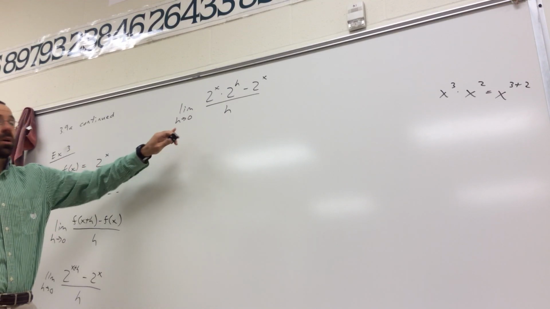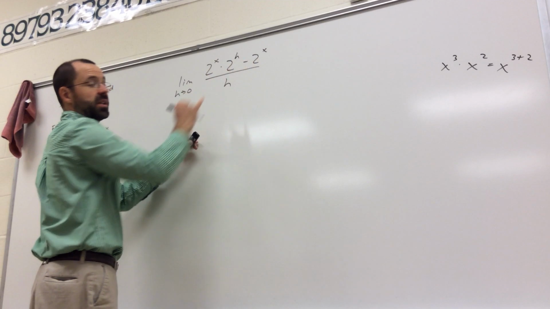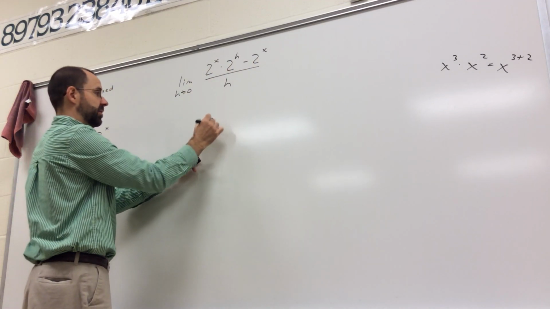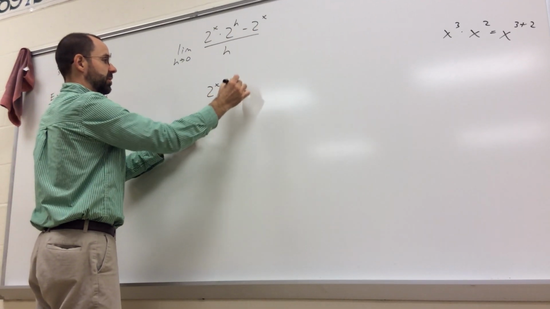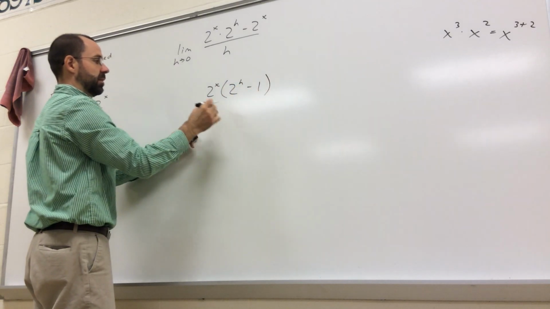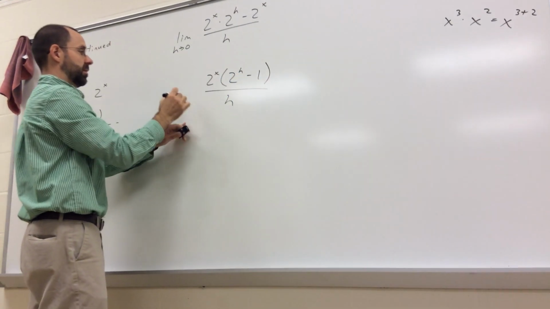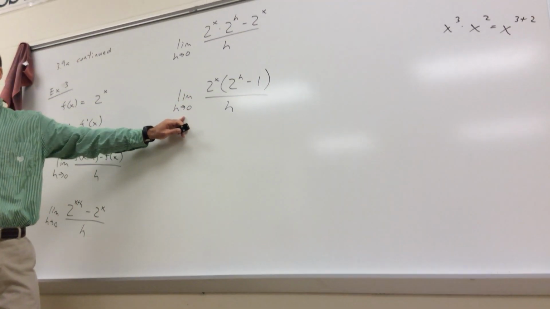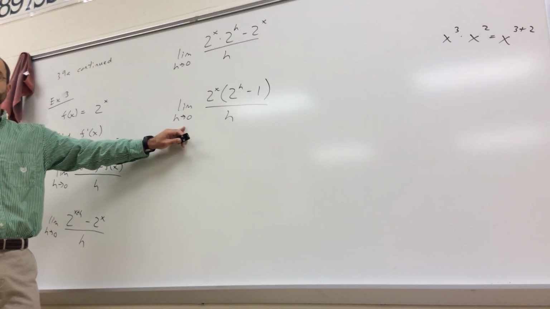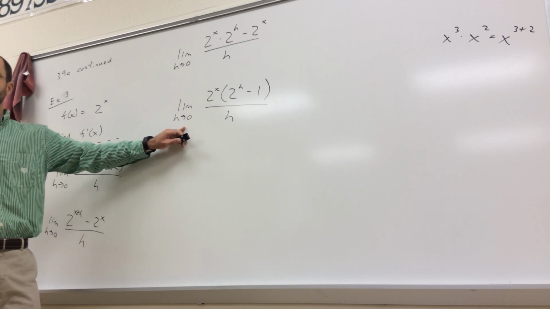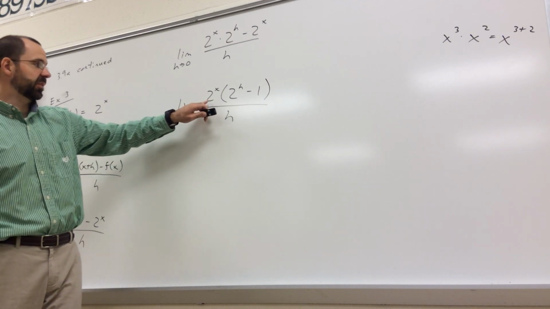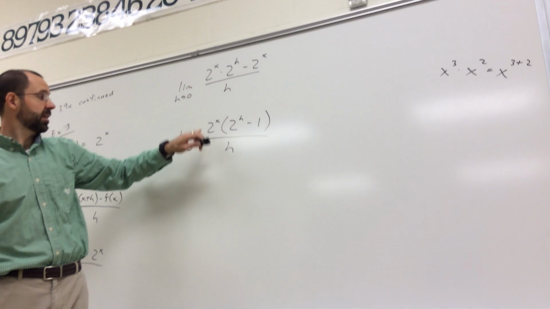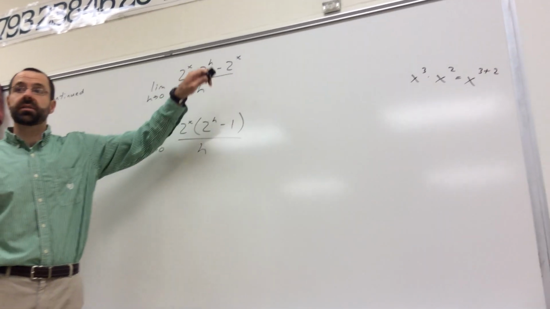Okay, then these both have a 2 to the x, so I can factor that out. So it's 2 to the x times 2 to the h minus 1 all over h. That's the limit as h goes to 0. So I just factored out the 2 to the x. If I multiplied it back out, it would be 2 to the x times 2 to the h. That would be that. 2 to the x times 1 is 2 to the x.